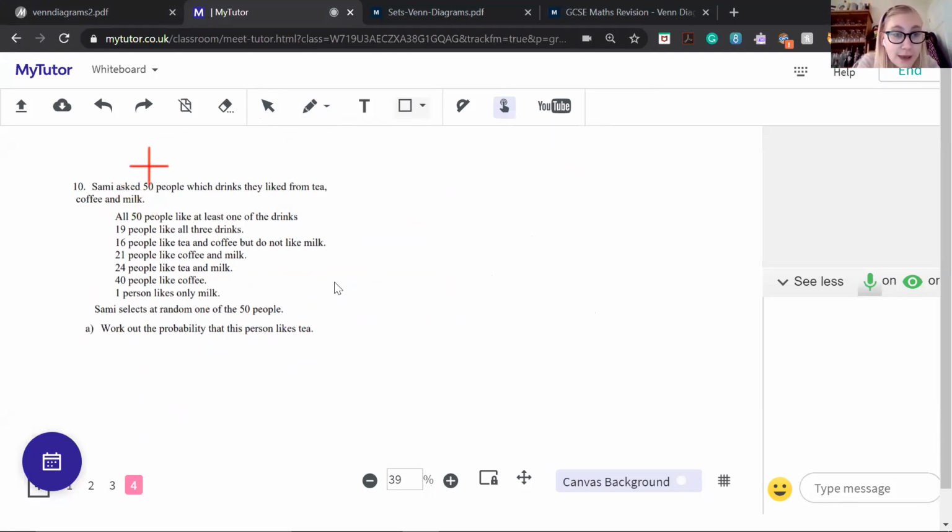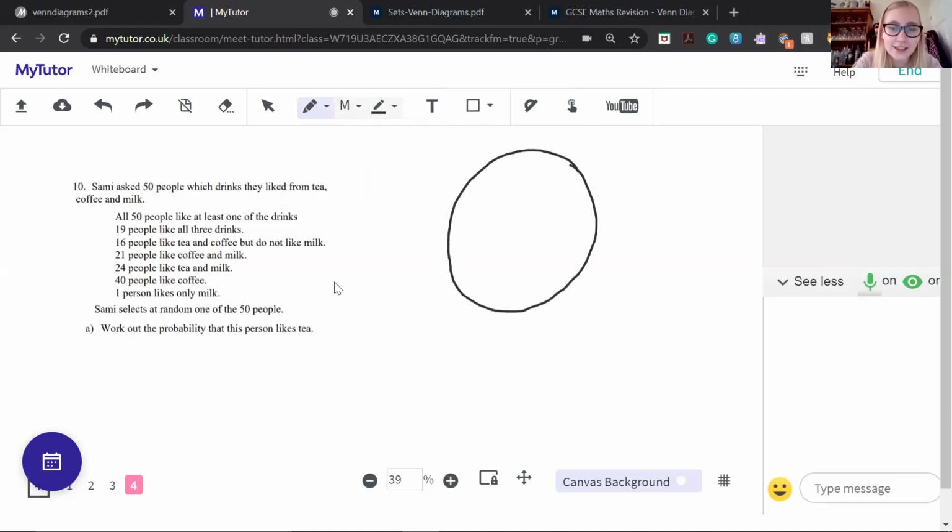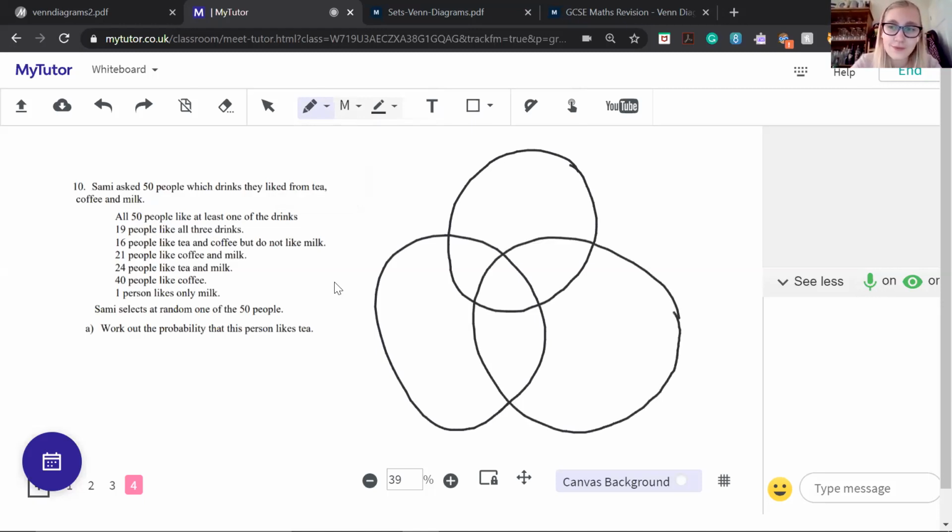So we've asked 50 people which drinks they liked from tea, coffee, and milk. So this is a Venn diagram that looks like this. Okay, and this is, let's do tea, coffee, milk. So already it's looking a bit better. We've got some diagrams going on. It's not just words.